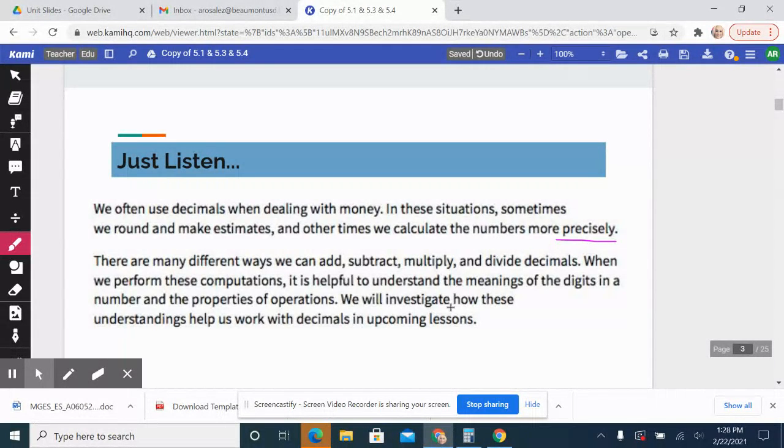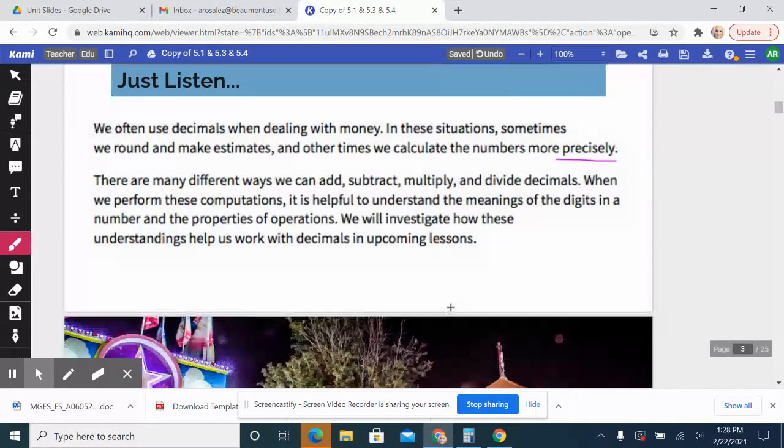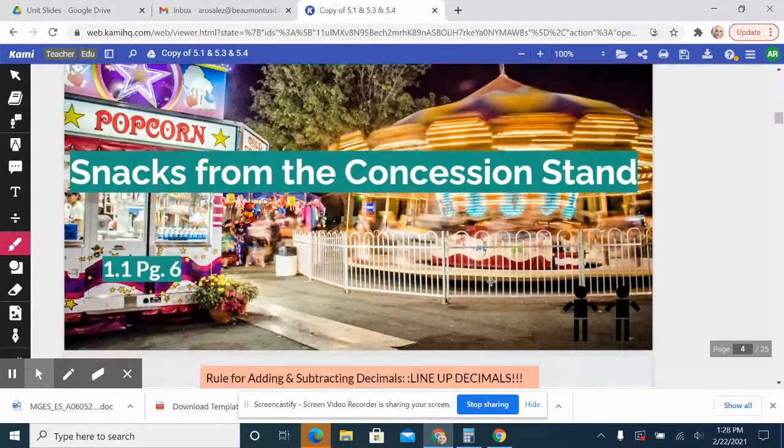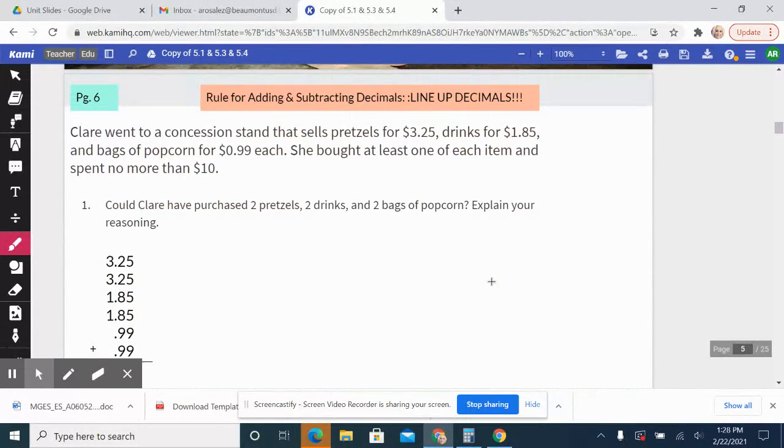And once again, you are in book 5, so it should say unit 5 on the top. So lesson 1. This is the section that we're going to start with. You're going to be on page 6. So the rule for adding and subtracting decimals, this is something important that you should know. You need to line up the decimals. That is what we mean by the rule. You always need to know that the decimals need to be straight in line.